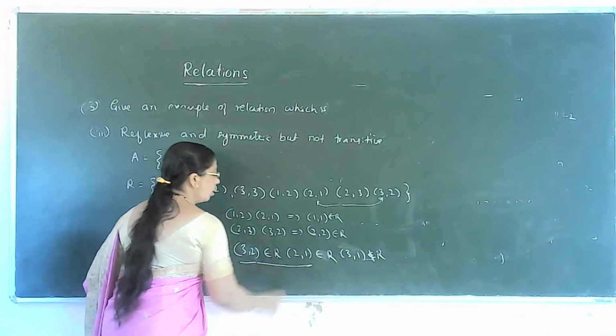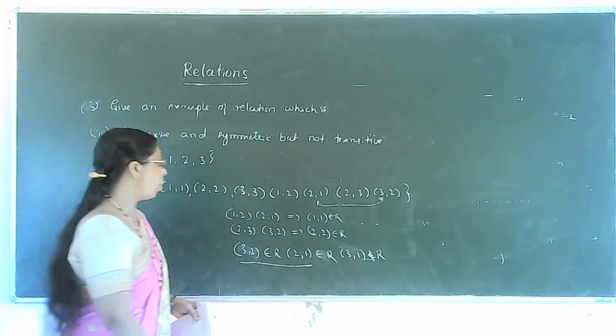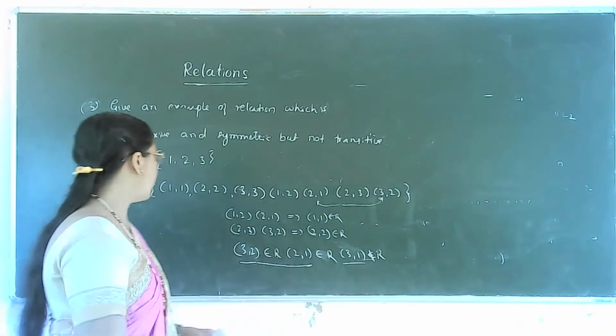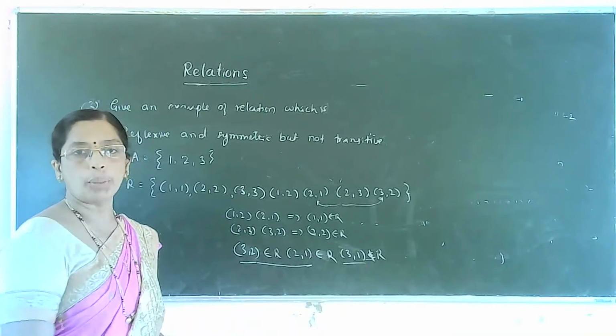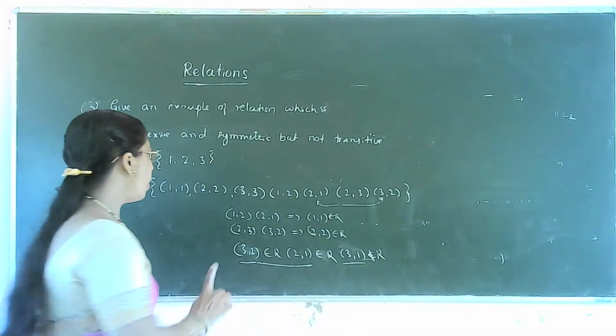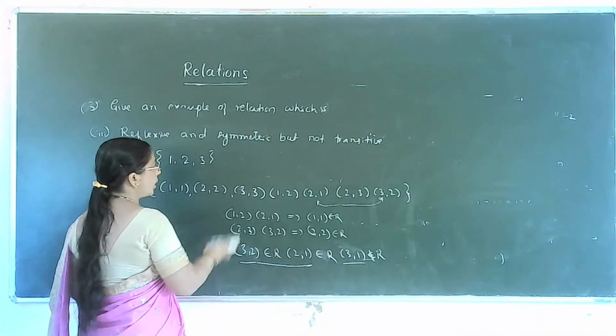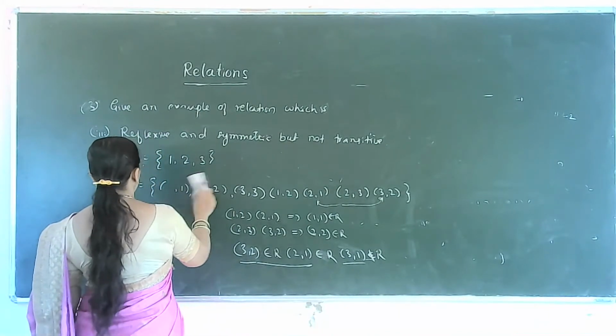Therefore, these ordered pairs do not have a transitive element, which is (3,1), not belonging to R. Therefore, it is not transitive. One of the transitive elements is not there. You write it as not transitive.